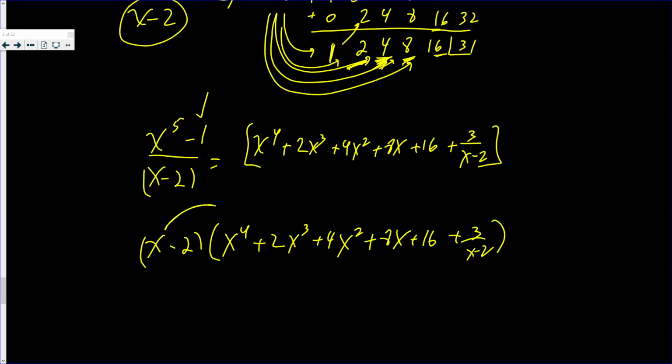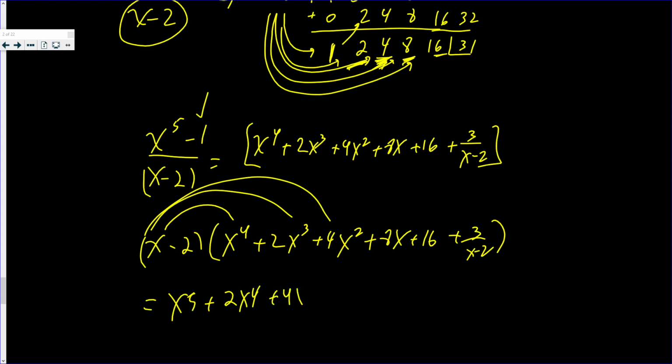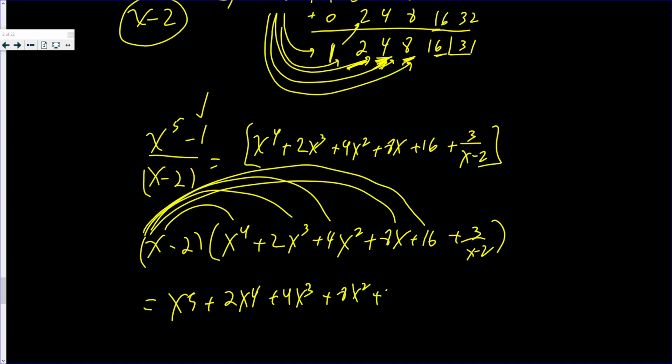Okay, we'll multiply those two, you get x to the fifth. Those two, you get 2x to the fourth. Those two, you get 4x cubed. These two, you get 8x squared. Plus that is 16x.